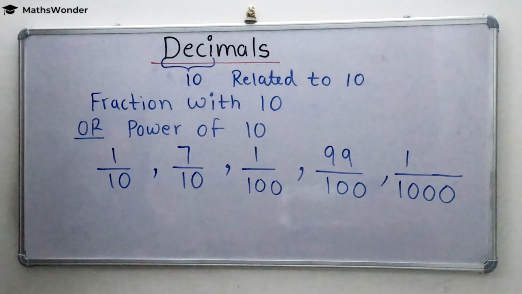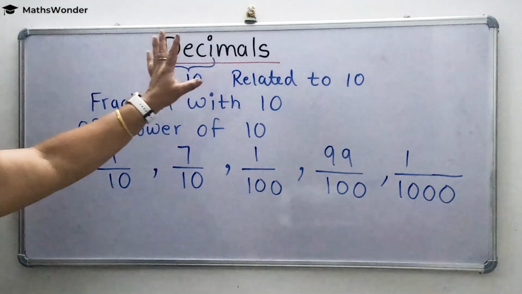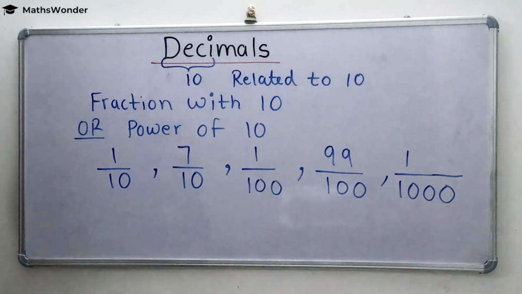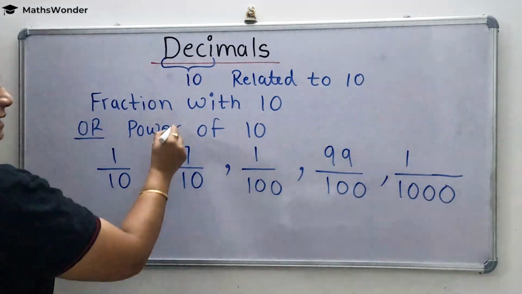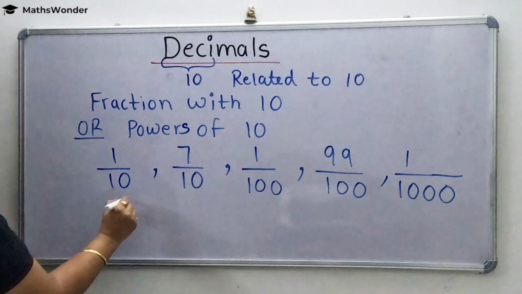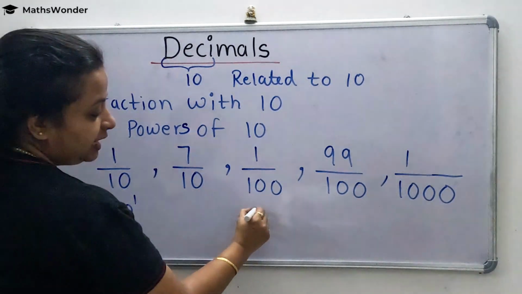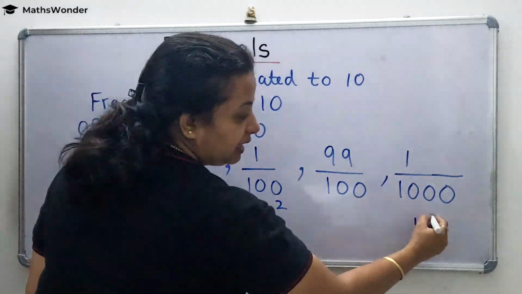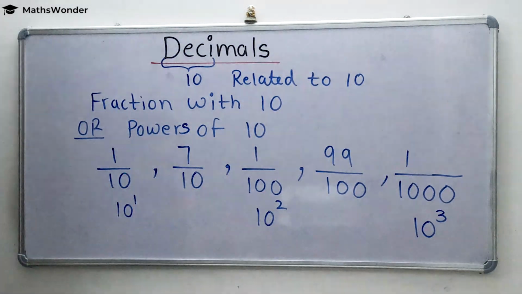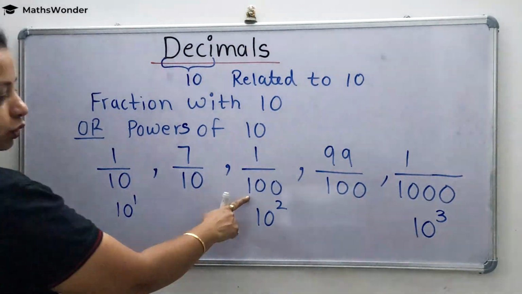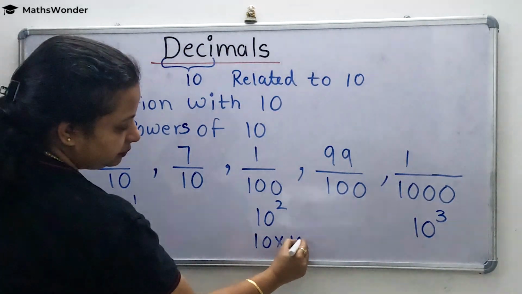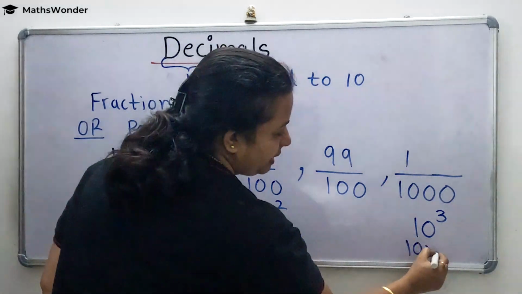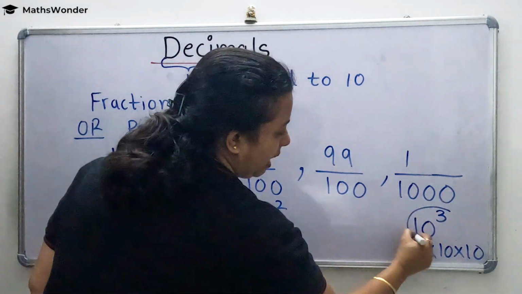So the word decimals means related to 10, everything is related to 10. Deci means 10, and then fractions with 10 or powers of 10. Powers of 10 means, see, 10 is 10 raised to the power 1. 100 means 10 squared. So we call it a power of 10. 1000 means 10 cubed. Two tens will make 100, three tens will make 1000. So we call it a power of 10.